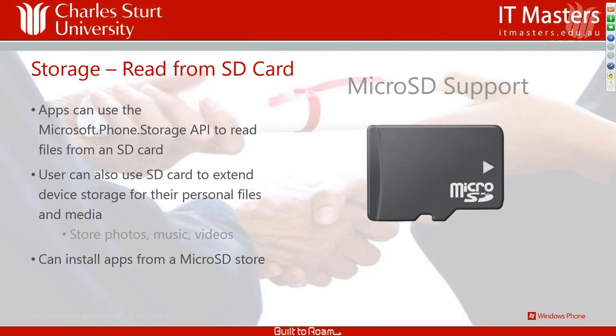The SD card is also useful for storing photos, music, videos, etc., the personal files for the users of the device. And lastly, we can install apps from the microSD card. This is really only relevant to enterprise applications because they will have been signed with an enterprise cert. We can't use this as a generic distribution mechanism for our applications. So you can't think of this as a way to bypass the Windows Phone store.